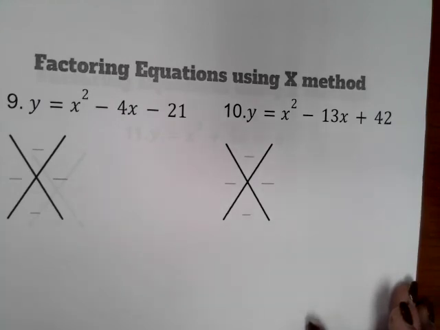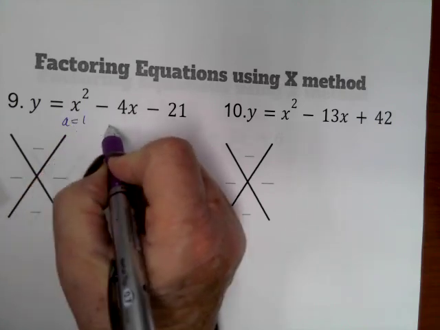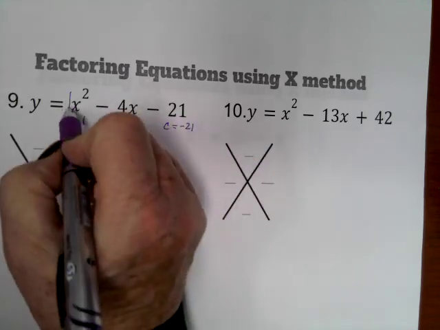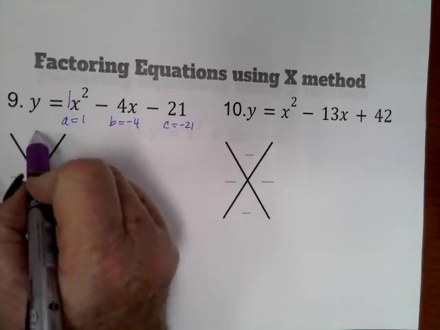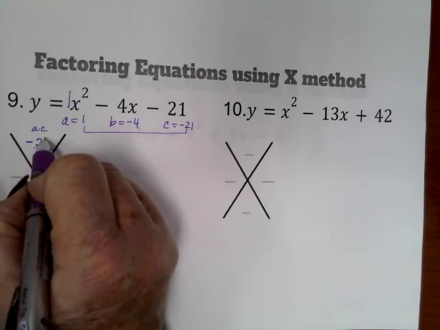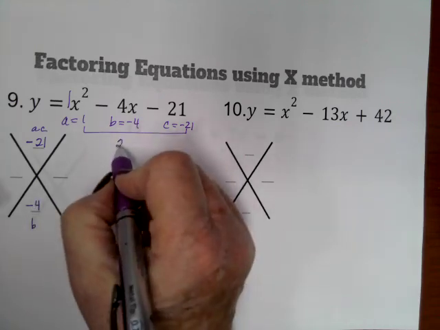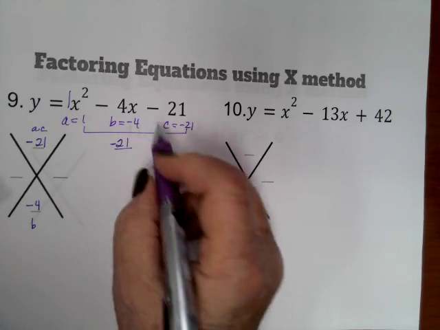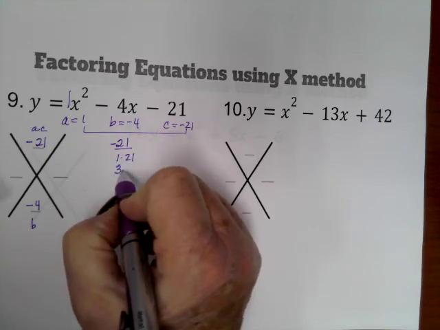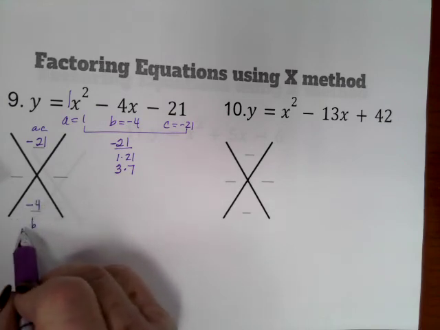Okay, let's try this one. All right, so let's identify A is 1, B is -4, and C is -21. Always use the sign in front of the number. To get this up here, remember it's A times C. So what's 1 times -21? -21. This value down here is B, -4. So list your factors of 21. We need negative. Just go ahead and list them. 1 times 21 and 3 times 7. That's all we have. Which ones would add or subtract to give me -4?